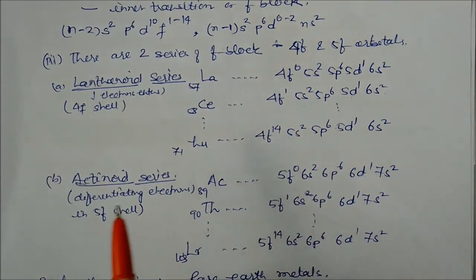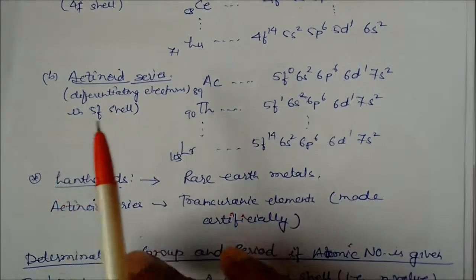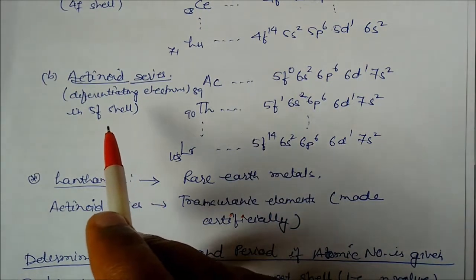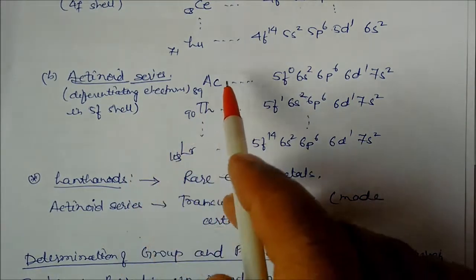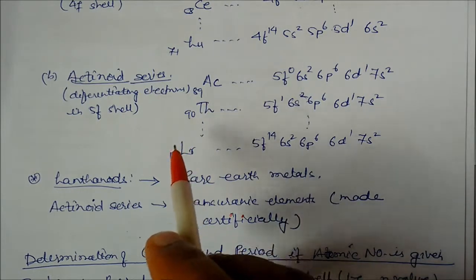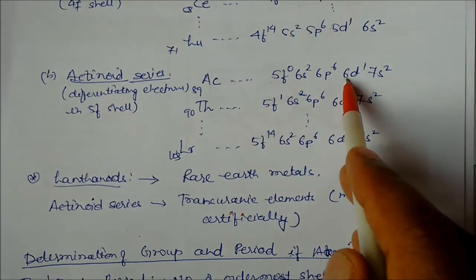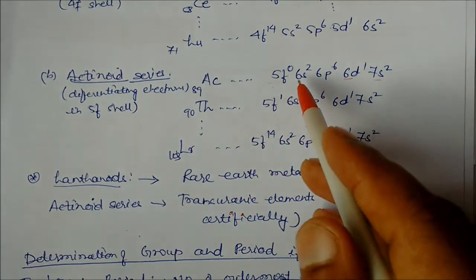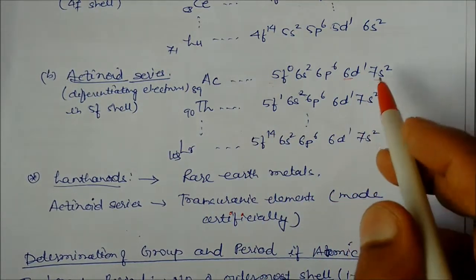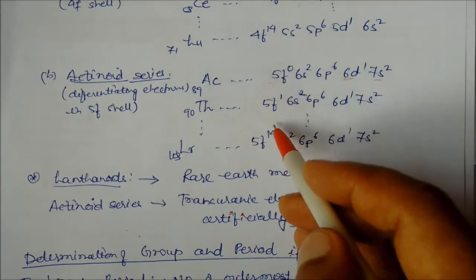Similarly you can see the actinide series. Here the differentiating electron goes into the 5f orbital. Again, the differentiating electron is the last electron going into the orbital. This series goes from actinium to lawrencium, atomic number 89 to 103. Again you can see 5f1, 6d1, 7s2, the outer shells being incomplete. This will stay constant except in some cases, and here mainly the f orbitals are being filled up to 14.